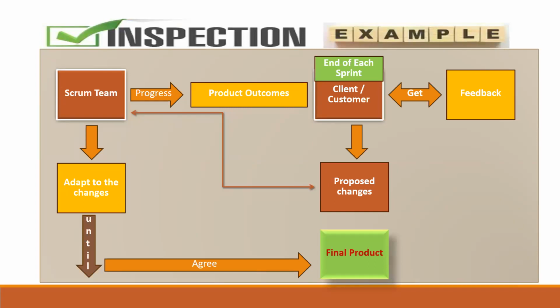Let's take an example of our Scrum team. When the Scrum team develops a product, they will have progress. They want to show the progress of the product items to the customer or client at the end of each sprint and get feedback. So the client or customer proposes changes to the Scrum team. Accordingly, they will adapt to the changes until they agree to the final product.